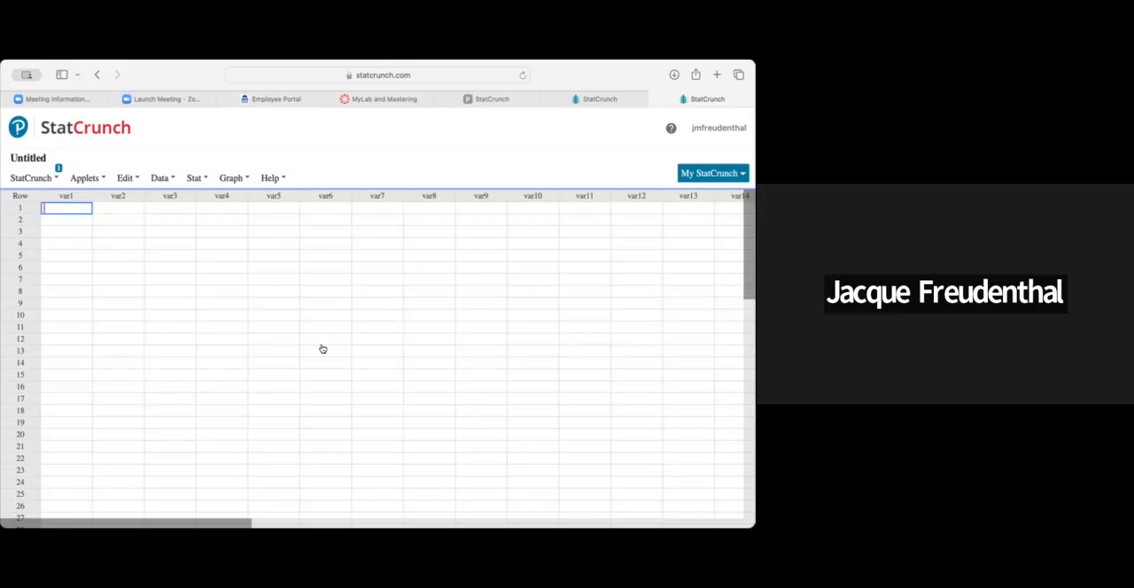I've got to get to the right screen here so I can get the information. Okay, I think I found it now. So we're looking at the proportion of female greater than the proportion of male.